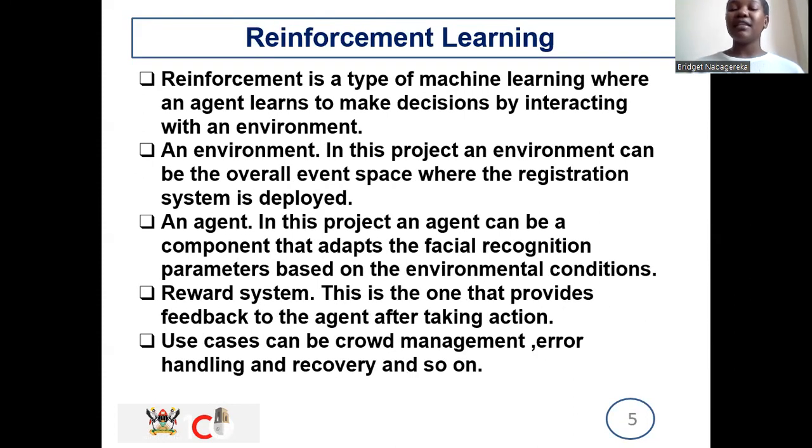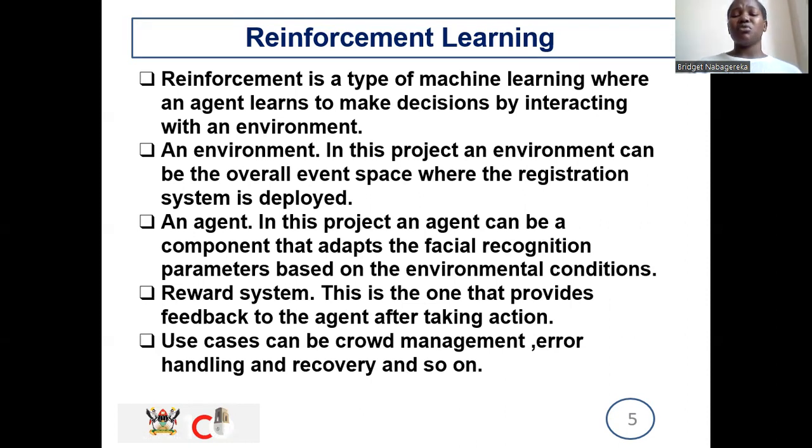And then we have reinforcement learning, a type of machine learning where an agent learns to make decisions by interacting with an environment. For this project, an intelligent event registration using facial recognition, the environment can be the overall event space where the registration system is deployed. The agent can be the component that adapts the facial recognition parameters based on the environmental conditions.